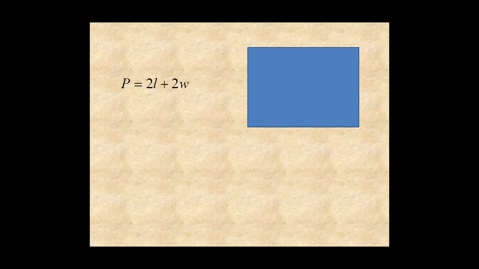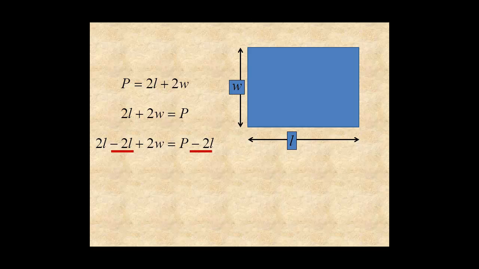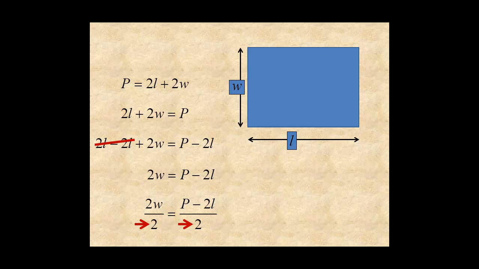Here's the formula for the perimeter of a rectangle: 2 times the length plus 2 times the width. In order to solve the formula for w, begin by turning the formula end for end. Then subtract 2l from both sides, which gives 2w equals p minus 2l. Then divide both sides by 2 for w equals p minus 2l over 2.